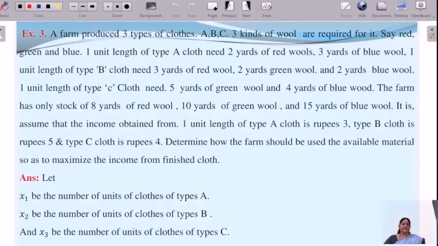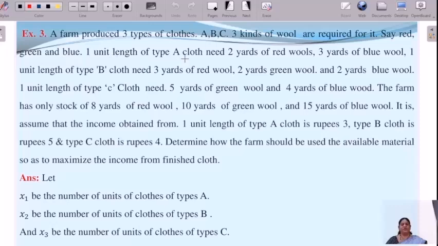Let us see the third example. We have given that a farm produces three types of cloth, cloth A, cloth B, cloth C, and 3 kinds of wool are required for it. Means to manufacture 3 types of cloth, it requires 3 types of wool, say red, green and blue.